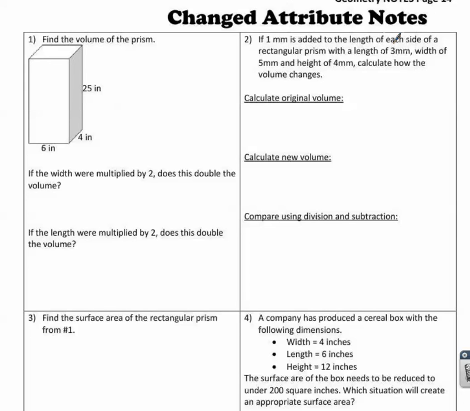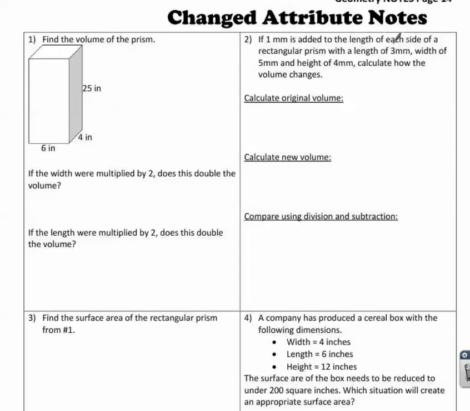Today we're going to talk about changed attribute. Changed attribute is when you have one shape and you're going to adjust one or more of the lengths and see how it affects either the volume or the surface area. So let's look at the first example. Let's find the volume of the prism.